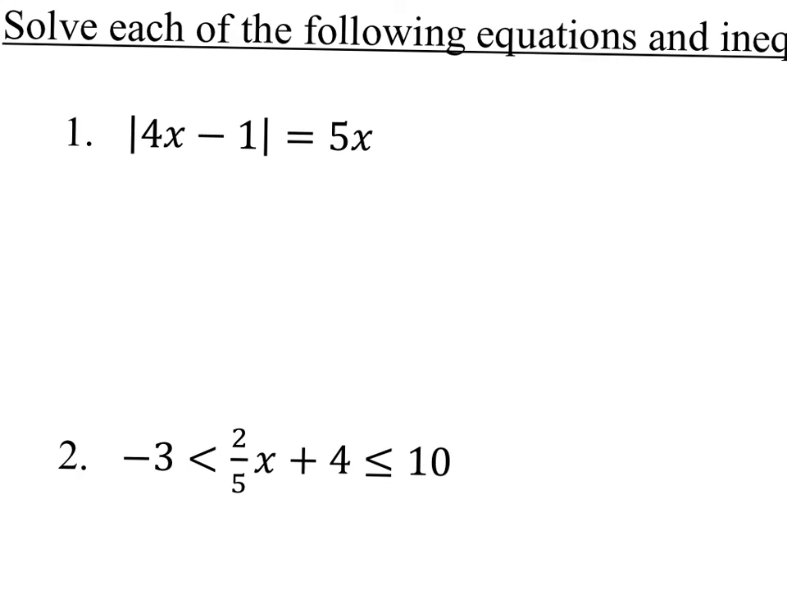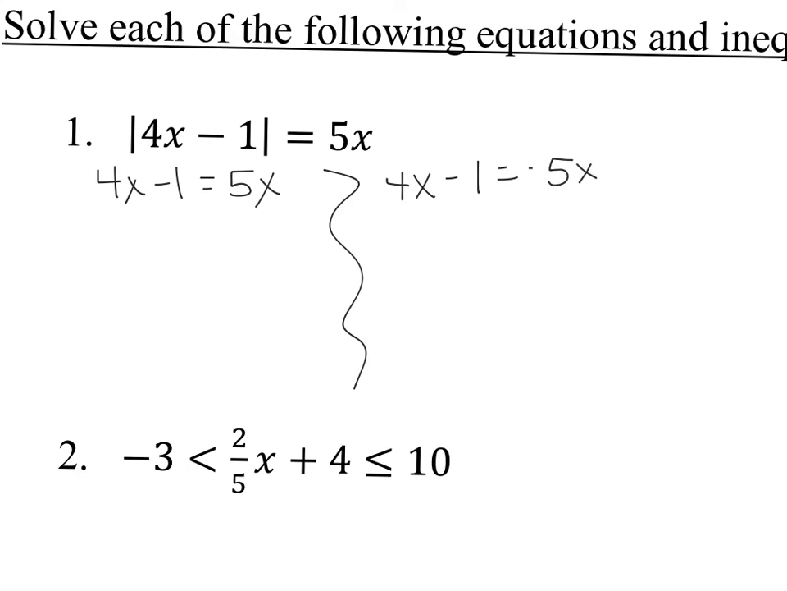So number one, it's an absolute value equation, so I have to set up my two equations. 4x minus 1 equals 5x, and then come over here and do 4x minus 1 equals negative 5x. So now I'm just going to solve. I'm going to solve my left equation first. I'm going to subtract 4x and get x equals negative 1. That's one solution. And then I'm going to add 5x to the other side to get 9x, and at the same time I'm going to add 1 to the other side, and then x equals 1 over 9.